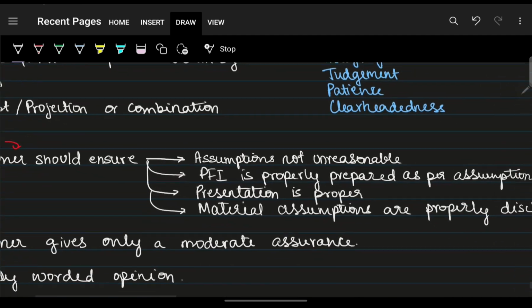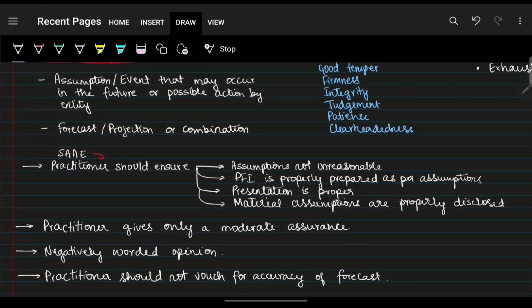Okay, so what does the SAE say when it comes to prospective financial information? It says that the assumptions should not be unreasonable. PFI should be properly prepared as per the assumptions. Presentation should be proper, and material assumptions should be properly disclosed.